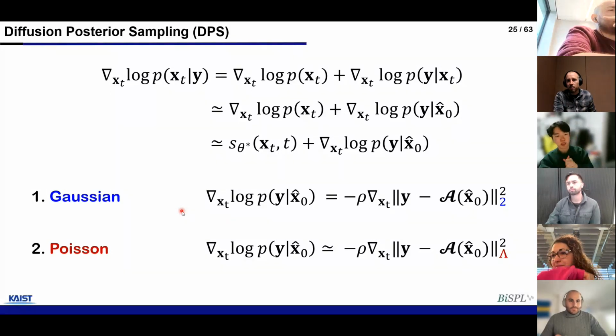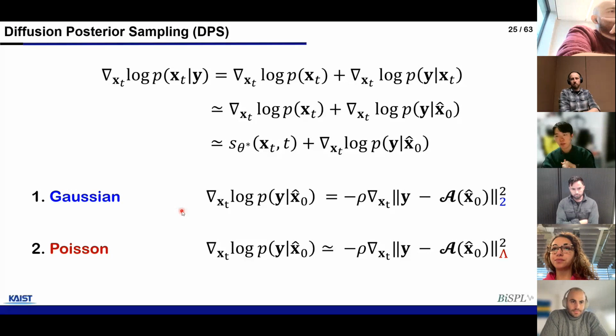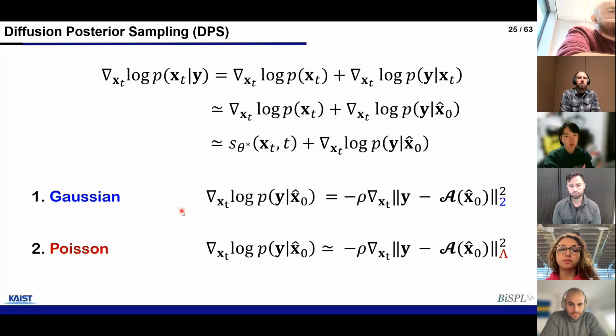Yeah, so I was saying that for Gaussian measurement models, we're trying to do gradient descent that minimizes the squared L2 norm of the residual, and for Poisson measurements, we're minimizing the squared weighted norm of the residual.